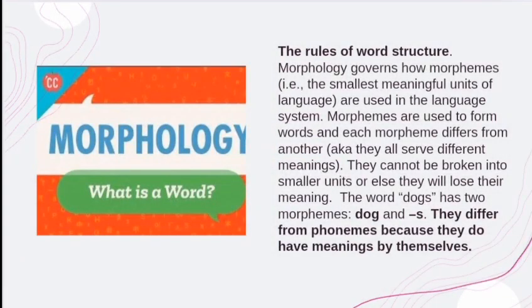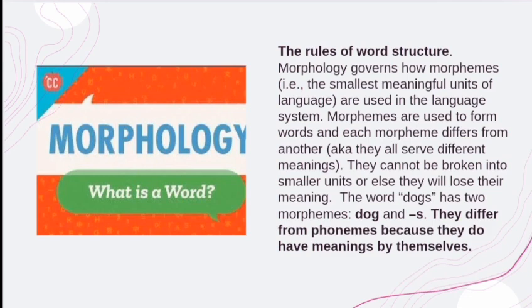Next scope of language is morphology. Morphology consists of the word morpheme. Morpheme means the smallest unit of meaning that a word in a particular language can be divided into.